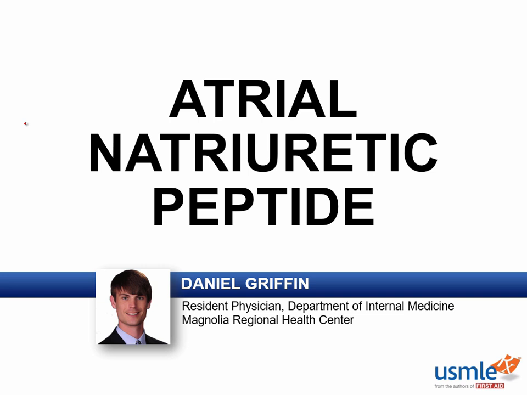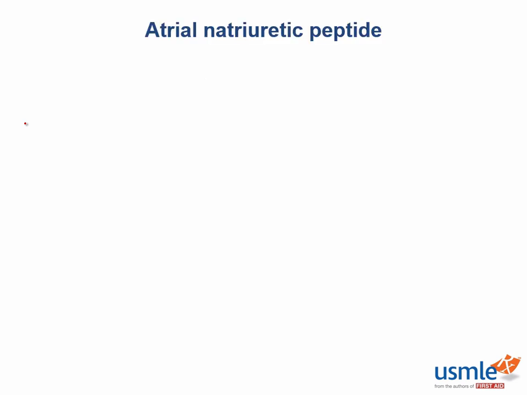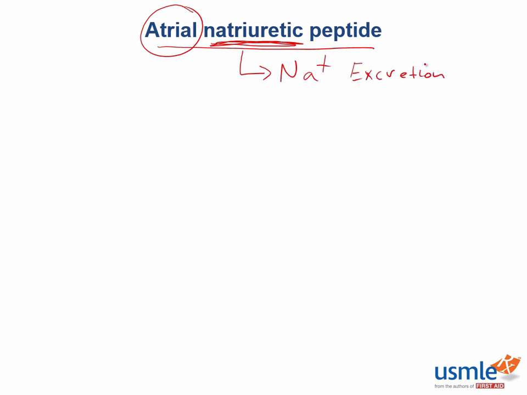So let's start off by breaking down the name. So here you can see it, atrial natriuretic peptide. And as the name implies, it is released from the atrial myocytes. Now the word natriuretic here tells us that it's involved in the process of natriuresis, which is excretion of sodium within the urine. And last but not least, it's a peptide, or short-chained amino acid.